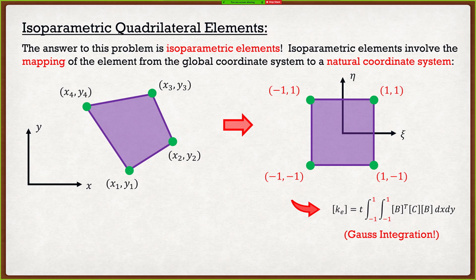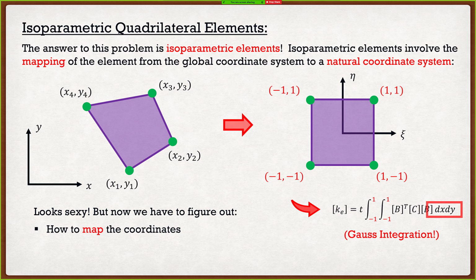I'm just warning you guys that we're still not going to take this integral, but because we're going from -1 to 1, this will allow for something very special later on. But we actually have a problem. It looks really nice, but we have a couple things to figure out. First one is, how exactly do we map these coordinates? It seems simple, right? I'm taking a distorted element, I'm transforming it into a nice square element. But how do we do that? That's going to be one of the questions.